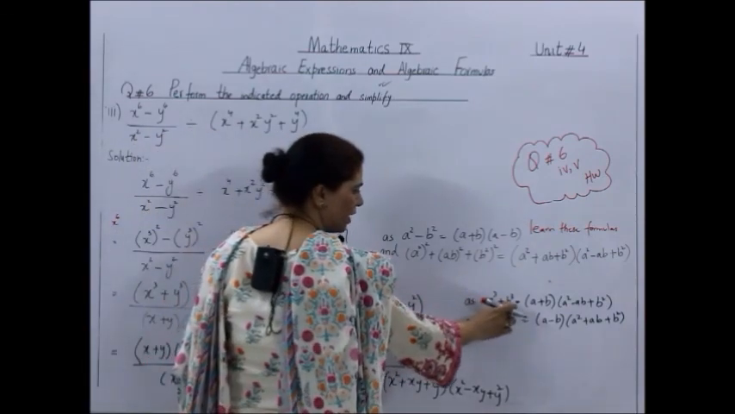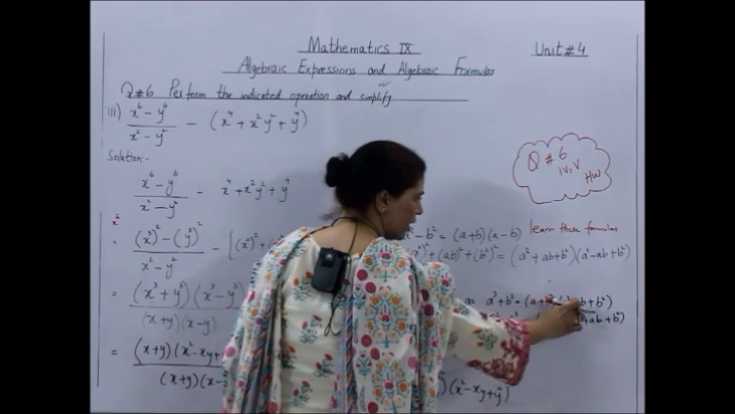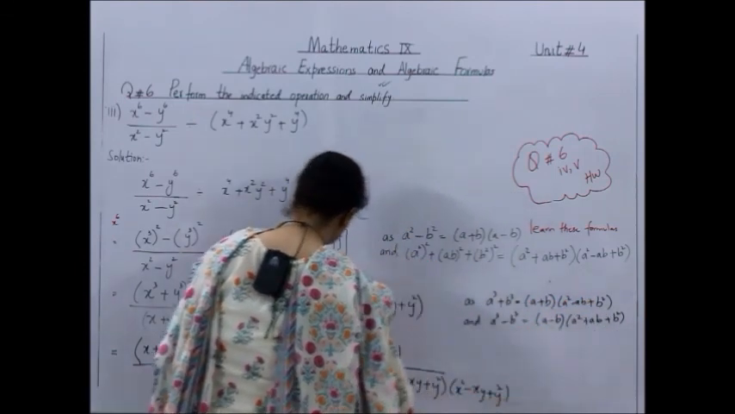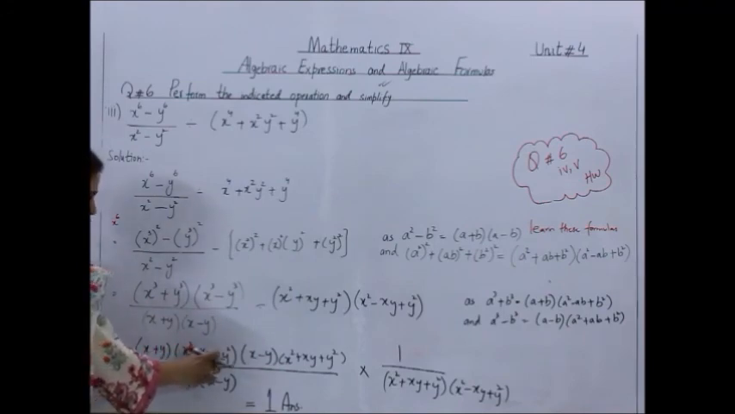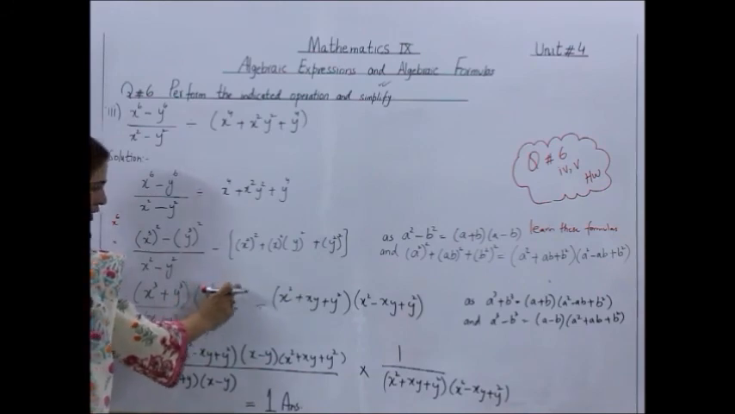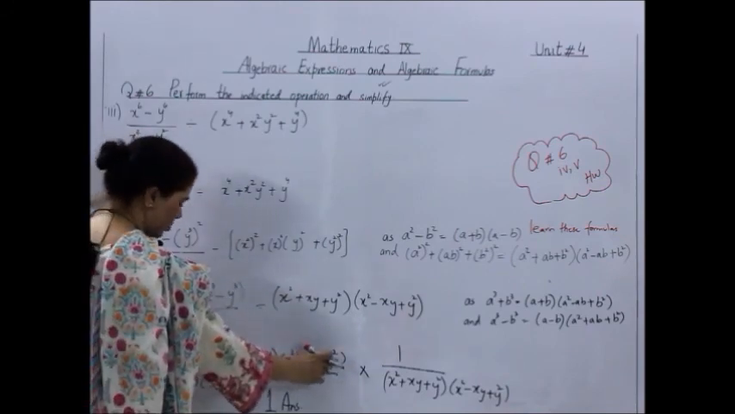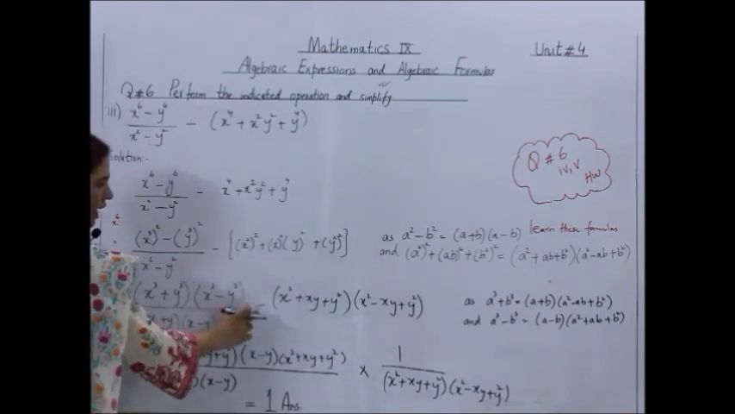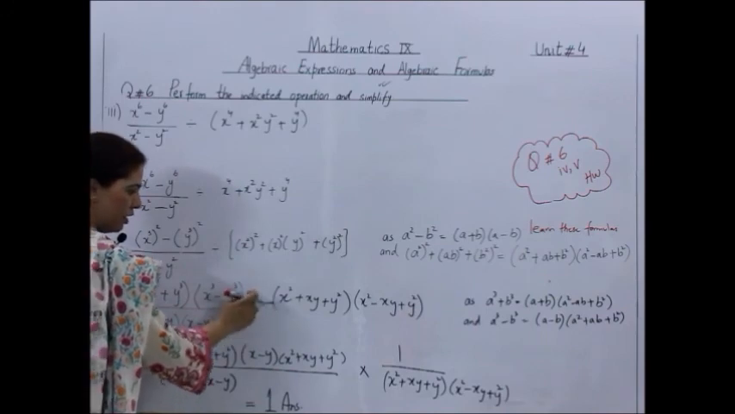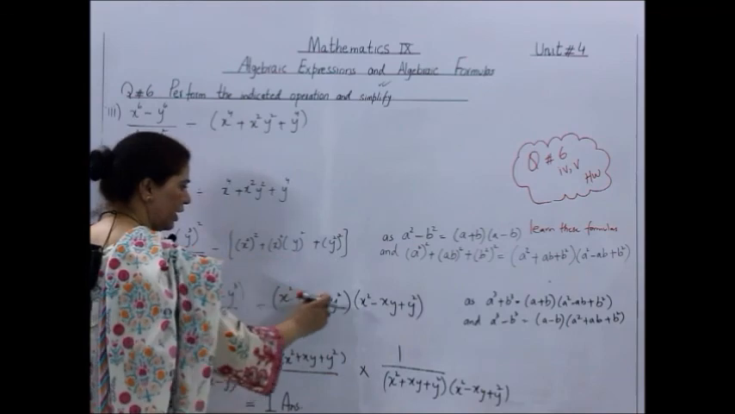What is a cube plus b cube? A cube plus b cube is a plus b into a square minus ab plus b square. And this is a cube minus b cube, a minus b into a square plus ab plus b square, and this will become as it is. As division is there, we will change it into multiplication and we take the reciprocal of it.